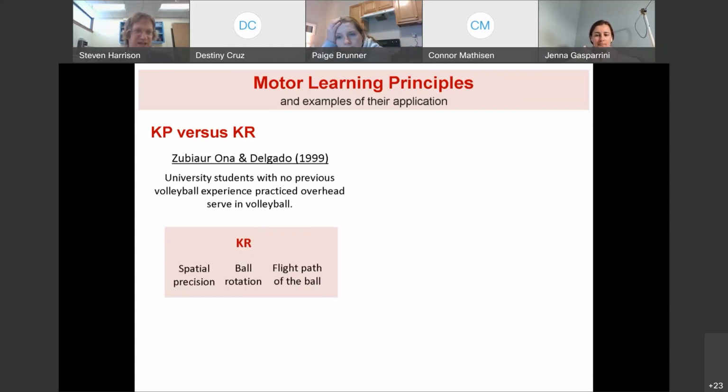So here's an example of knowledge of results. You perform the volleyball serve, and then you get information after you've performed the action about the spatial precision of the movement, about the amount of ball rotation that was achieved, and about the flight path of the ball.